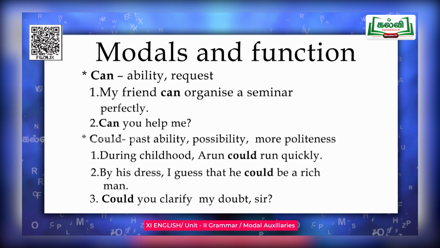The first modal auxiliary that we are going to learn here is can. The word can is used to express ability. The word can is used to express request too. In the examples given, you can easily understand: my friend can organize a seminar perfectly. In this sentence, I am expressing my friend's ability to organize a seminar perfectly.